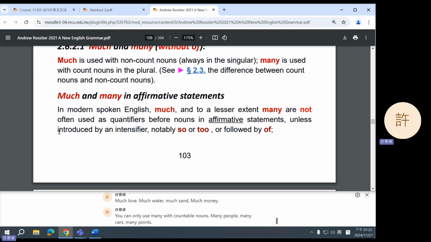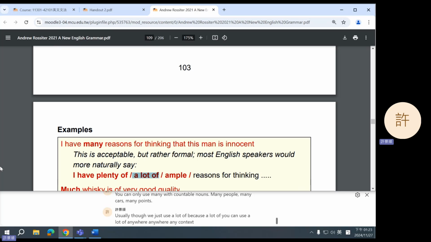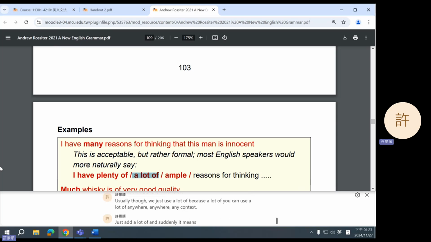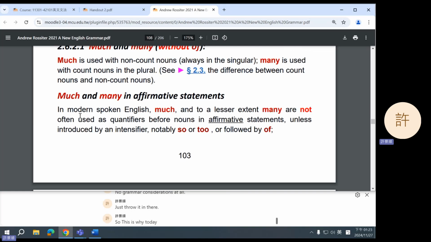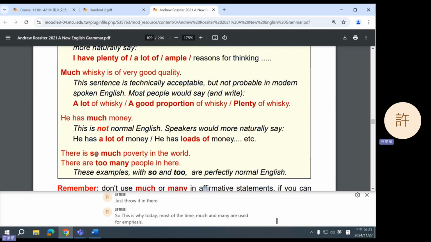Usually, though, we just use "a lot of," because you can use "a lot of" anywhere, any context. Just add "a lot of," and suddenly it means there's a lot. No grammar considerations at all. Just throw it in there. So this is why today, most of the time, "much" and "many" are used for emphasis. So much, too many.